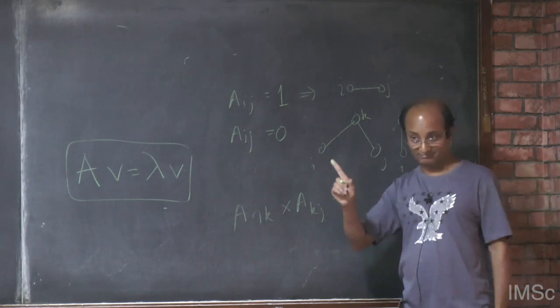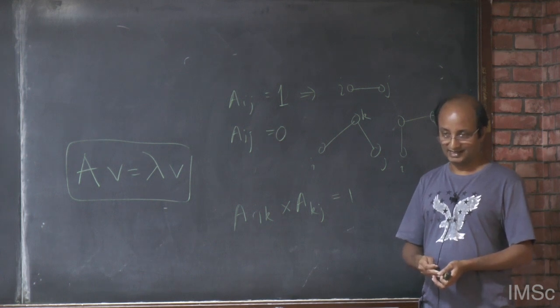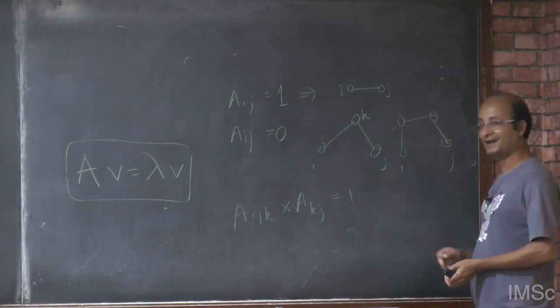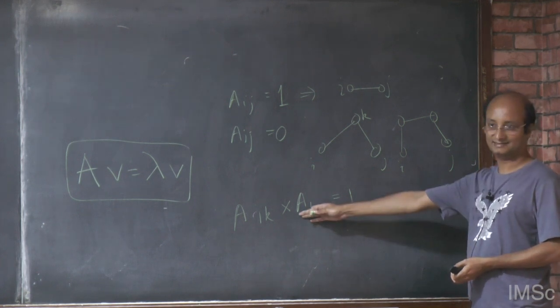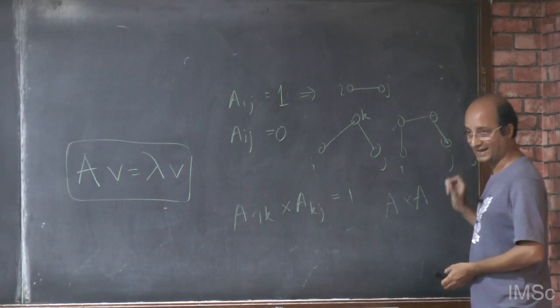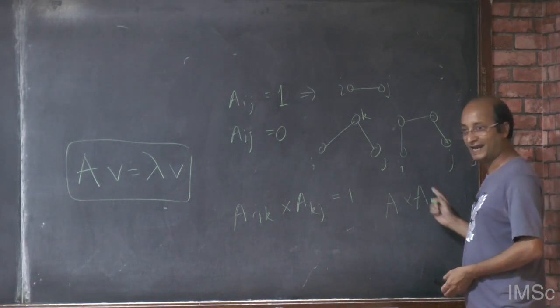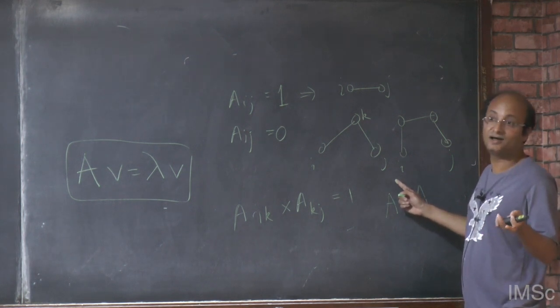For any k, it can be anything. Now, just think of this in matrix notation. What does this mean? This means that if you multiply A with A, then all the entries which are non-zero essentially correspond to paths of length 2.